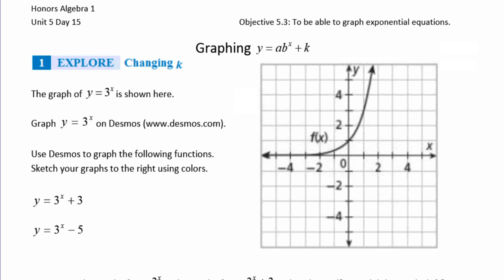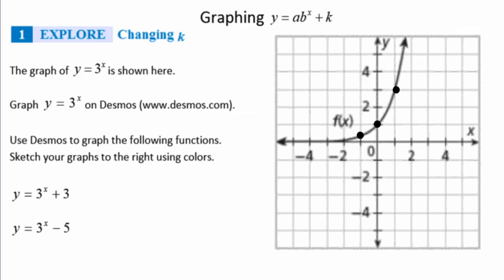And if you could type that into Desmos, you'll get the same result, and we can see some very distinct points on this parent function. We have one at (0, 1), we have another at (1, 3), and we have another one at (-1, 1/3). So the first one we want to graph after this is y equals 3 to the power of x plus 3.